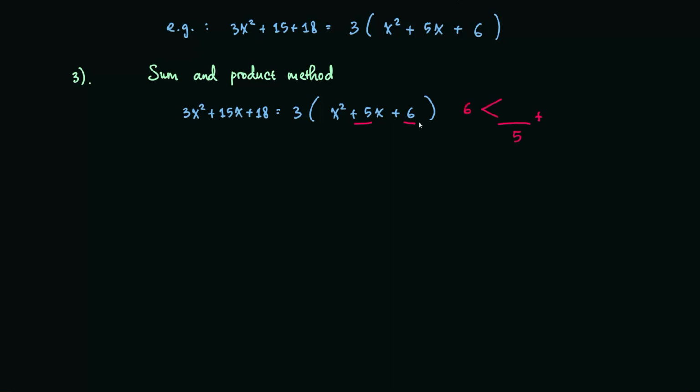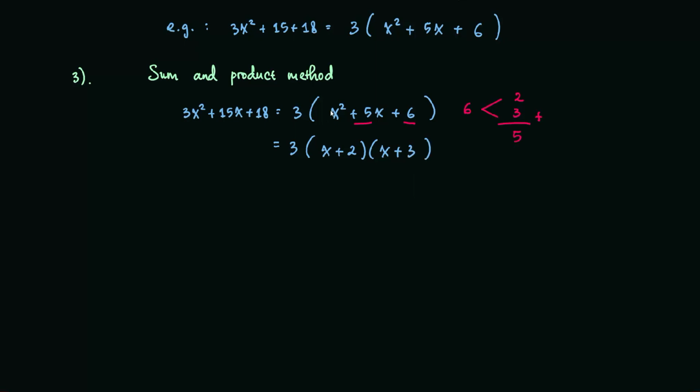So let me repeat that. The sum of the two numbers has to be the coefficient of my x, which is 5, and the product of the two numbers has to be the constant term, which is 6. You can quickly find those numbers. It's just 2 and 3. That's what I'm going to write here: x plus 2 and x plus 3.